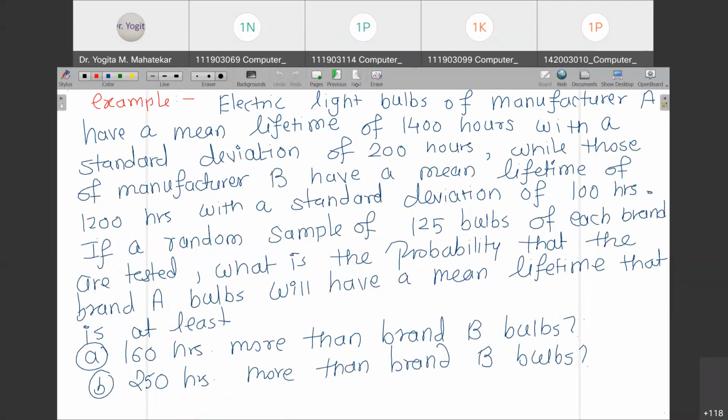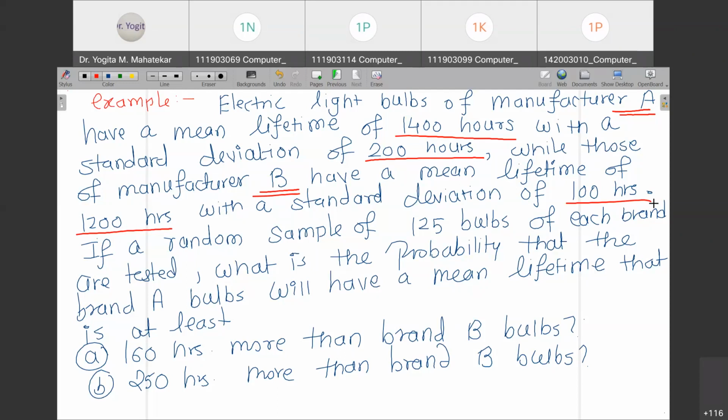Example. The example on this concept. Let us see this example. Electric light bulbs of manufacturer A have a mean lifetime of 1400 hours and the standard deviation is 200 hours, while those of manufacturer B, another manufacturer of bulbs, have a mean lifetime of 1200 hours with a standard deviation of 100 hours. So you have two different populations. The first population is manufacturer A's bulbs with the given mean and standard deviation, and the other population is the bulbs from manufacturer B with their mean and standard deviation as stated.